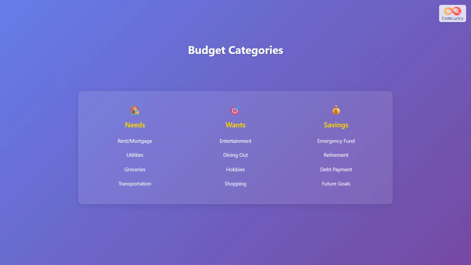Organize your expenses into three main categories. Needs include essential expenses you cannot avoid, such as rent or mortgage payments, utilities, groceries, and basic transportation costs. Wants cover discretionary spending that improves your quality of life, like entertainment, dining out, hobbies, and shopping for non-essential items. Savings encompasses all forms of financial security and future planning, including your emergency fund, retirement contributions, debt payments, and money set aside for future goals like vacations or major purchases.